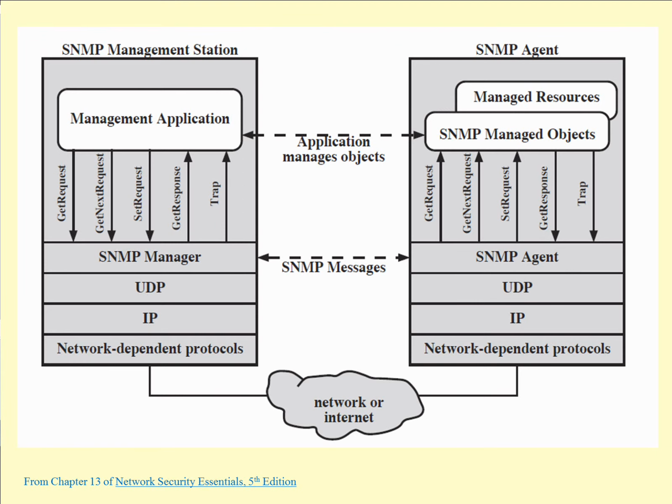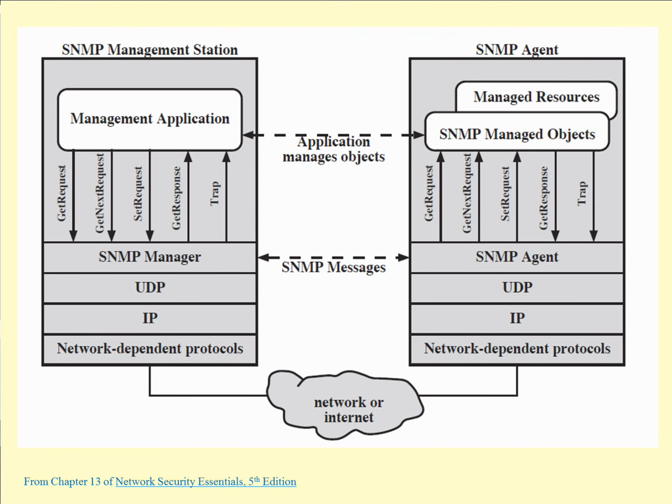So you can see that the management application sends out these different requests like GET request, GET next request, or SET request. Those are the three. It goes through the SNMP manager over UDP and IP, and then whatever network dependent protocols we have, whether we're using Ethernet or fiber down at that layer. It goes over the network or the internet. So this could be something which is outside of the network that's monitoring devices that are inside of the network. Obviously, you would have to have some kind of a path into the network to allow this to happen.